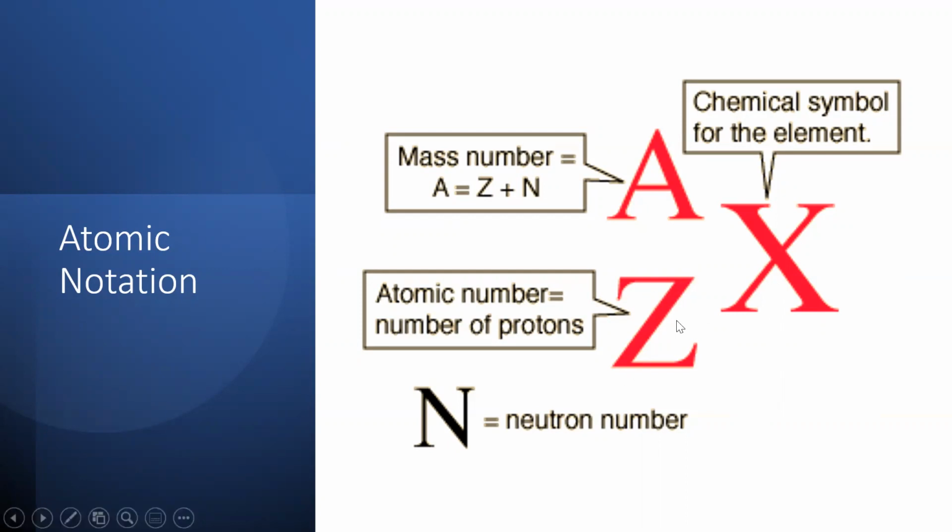This Z at the bottom of the X is the number of protons, also known as the atomic number. So this is how an element is written in the form of its mass number or atomic mass and its atomic number. Please do not get confused. The topmost A is the total number of neutrons and protons, and the bottom one Z is only the number of protons.